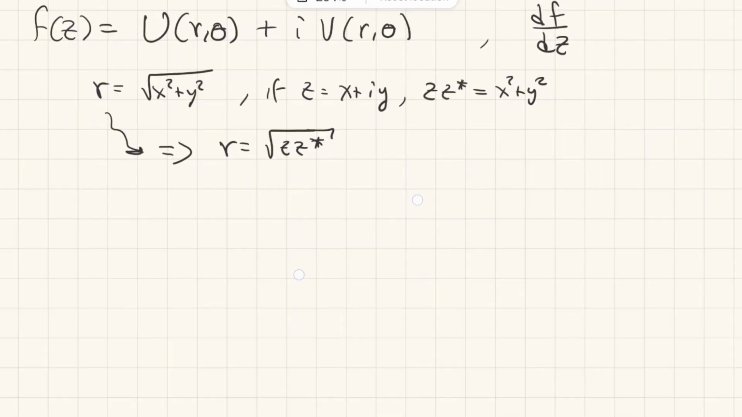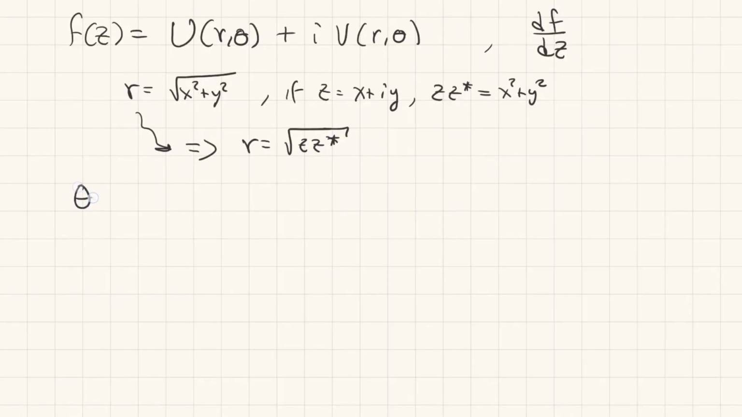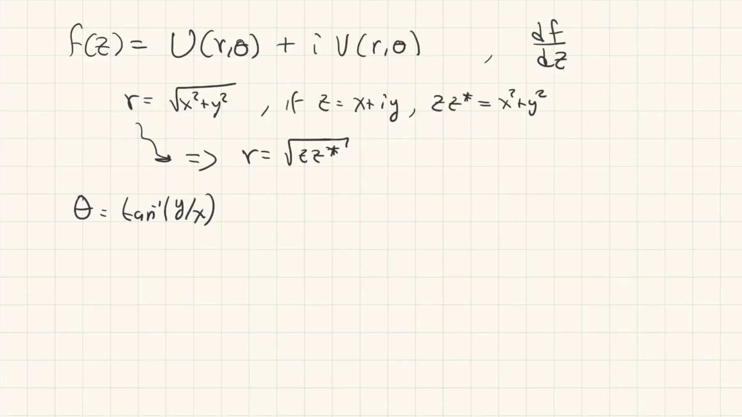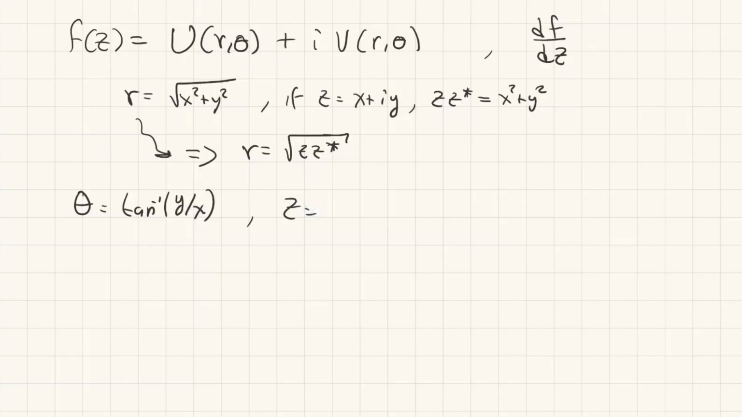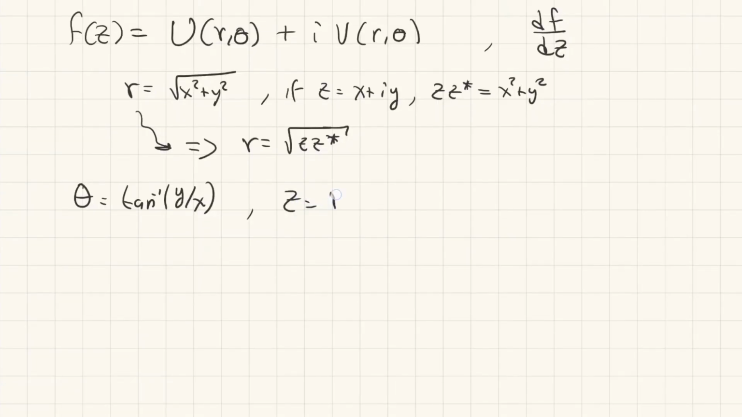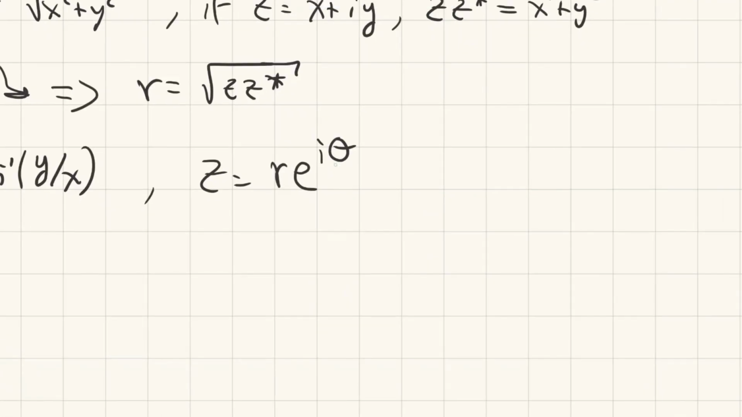Okay, so we can do the same with theta, right? We know that theta is equal to the inverse tangent of y divided by x. Or no, actually, let me do it the other way. We are going to say that z in its polar form is equal to r e^(i theta), right? I think it is easier to solve this for theta to get a function of the variable z, right?